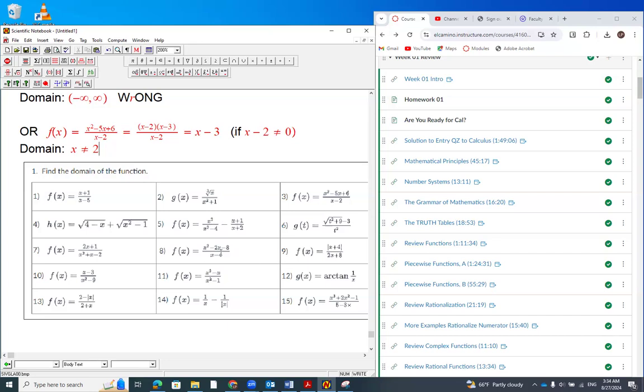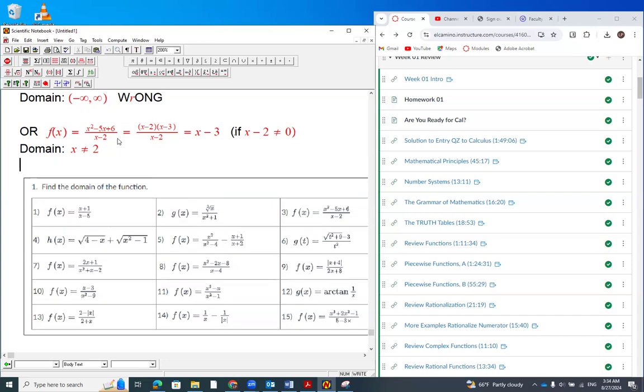Similar questions you'll find in number 5, and you find number 8, and number 10. You find similar versions of how to determine domains, whether you simplify or not. They're all the same reason.